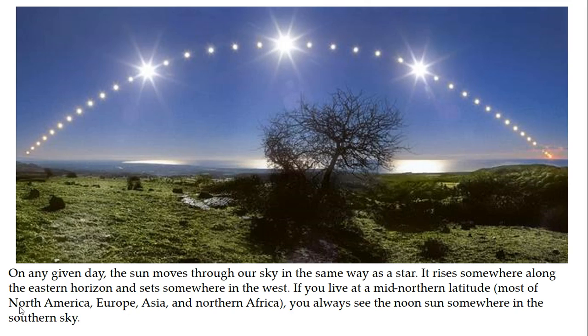So, without further ado, on any given day, you can see the sun moves through our sky pretty much the same way as a star does. It's going to rise somewhere along the east and then reach its meridian, which is its highest point in the sky, right there in the center of this image. And then it's going to set in the west. Now, when we look from northern latitudes like where we're at, we are pretty much consistently going to look to the southern horizon to see the sun. That is a key thing that you want to focus on. If you are above 23.5 degrees north latitude, you will always look south to see the sun.